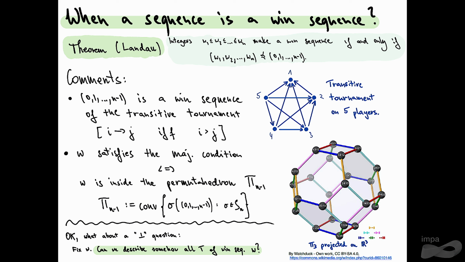Now we understand quite well the set of all possible win sequences, so maybe we can ask more refined questions. Maybe it's a little bit of a perpendicular question. Let's fix some win sequence. Usually there will be many tournaments which yield this win sequence, right? Can we say something about that?